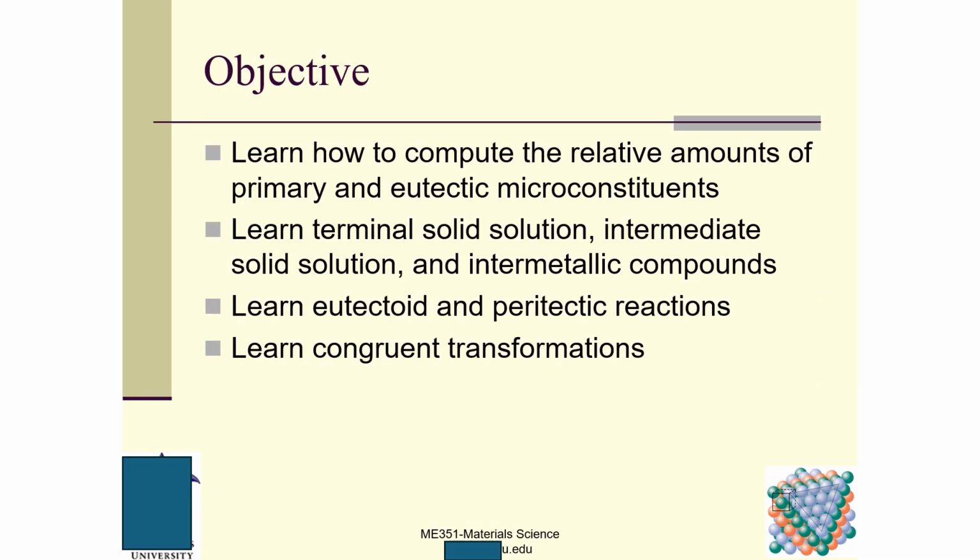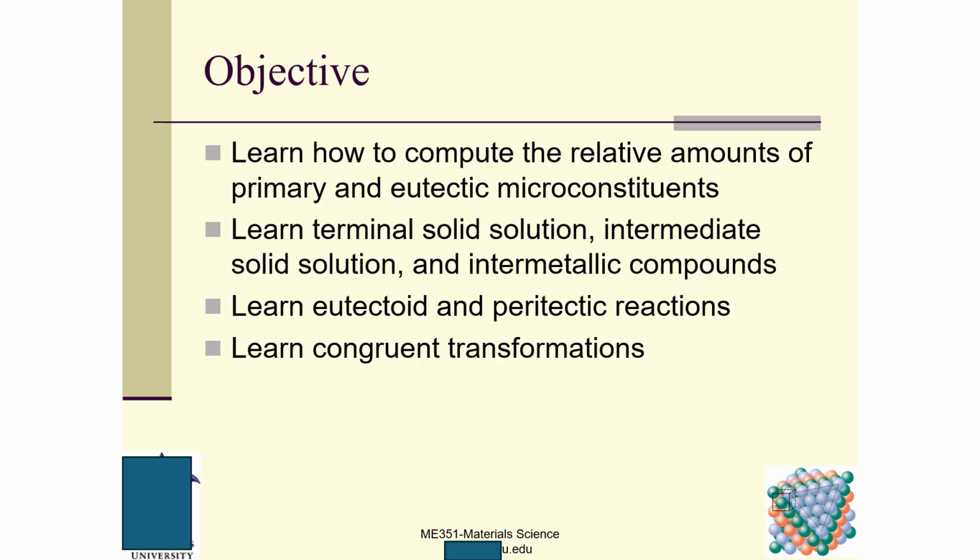Today's objectives include learning how to compute the relative amounts of primary and eutectic microconstituents. We also want to learn terminal solid solution, intermediate solid solution, along with intermetallic compounds. And we will also learn eutectoid and peritectic reactions, and then congruent transformations.